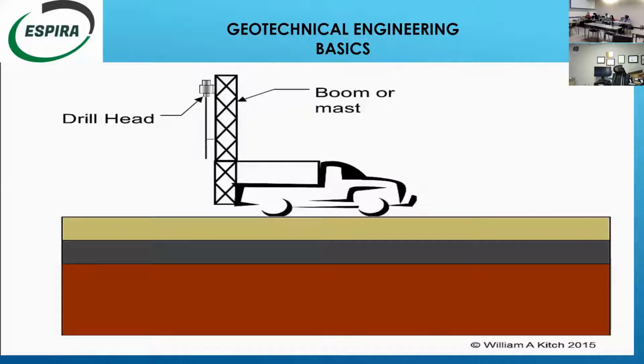The drill head provides two motions to aid in drilling. A torque can be applied to rotate the bit, and a vertical thrust can be applied to raise and lower drill bits and other equipment. There are many different drilling and sampling techniques we can use to investigate the subsurface conditions.